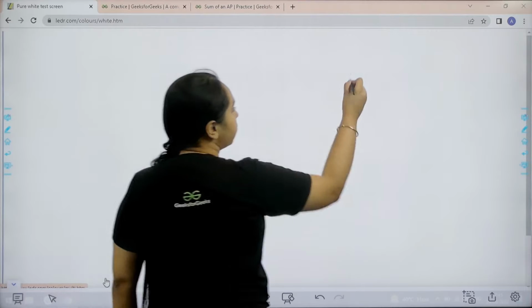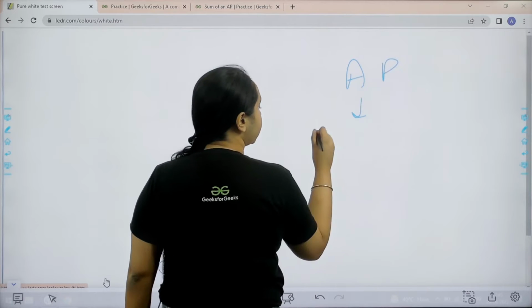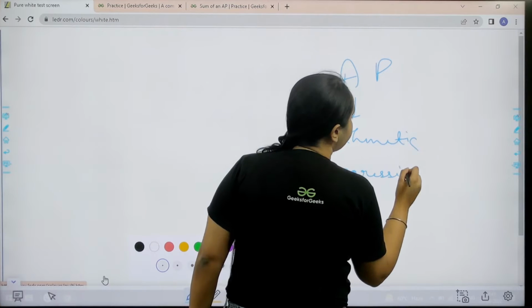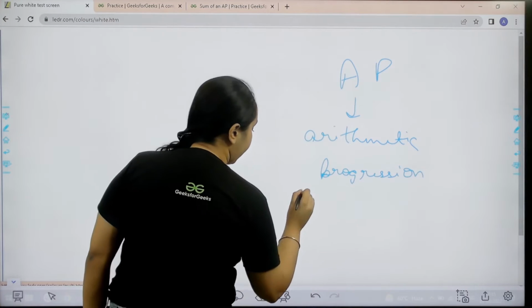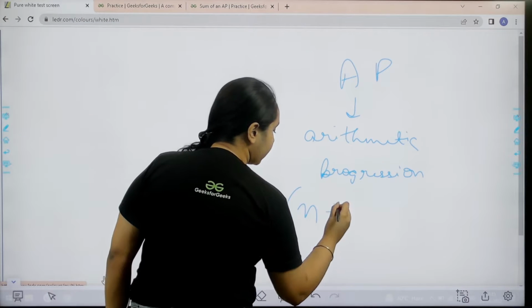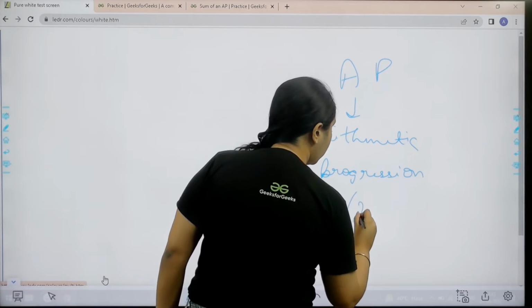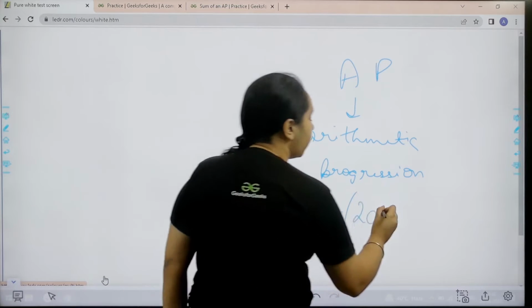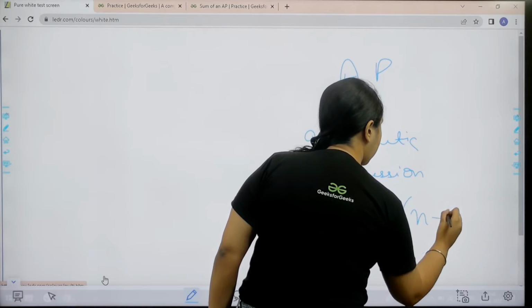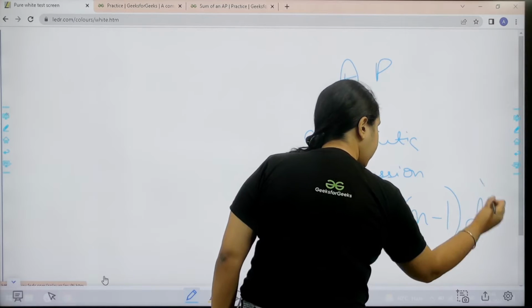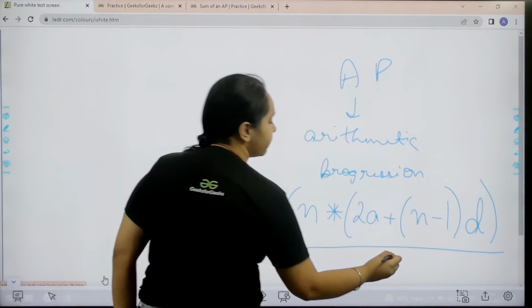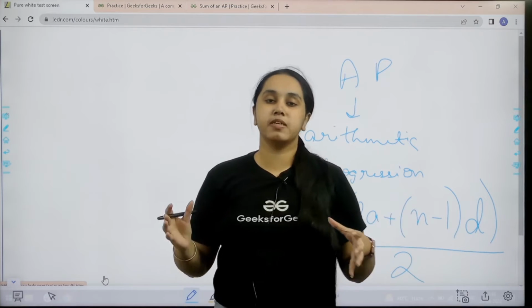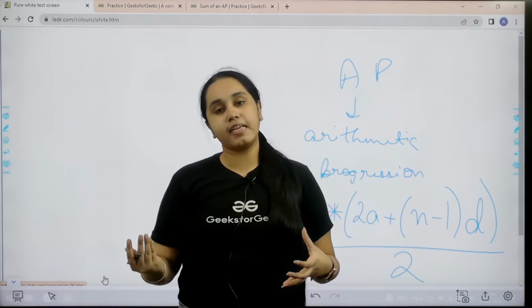So basically AP means arithmetic progression. Now its formula is n multiplied by (2a plus (n minus 1) d), and this entire thing is divided by 2. Here a is the first element and n is the total number of elements. So this is the formula that helps us in calculating the sum of an AP series.